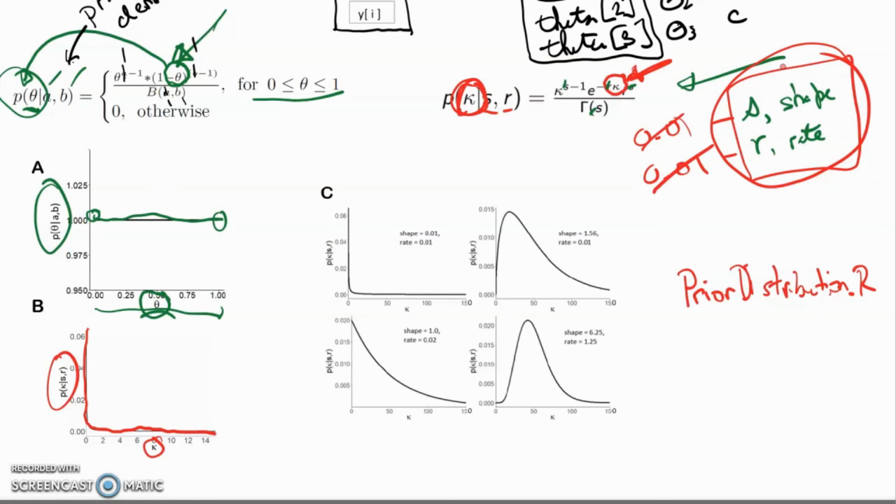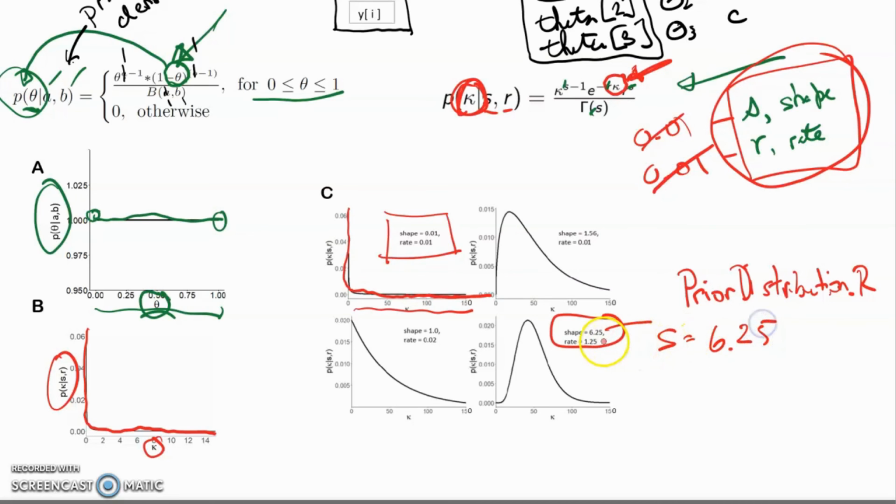density of kappa. So here's going back to shape 0.01, and you can see with that sort of a prior, kappa can essentially be anything. We know kappa has got to be positive, but it can be pretty much darn near anything. In contrast, if we were to say that shape was equal to 6.25 and the rate was equal to 1.25, then the probability density of kappa would be like this. So it seems to be peaked at around 50 or so.